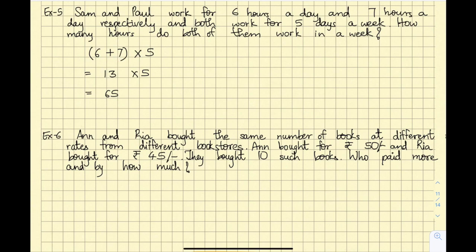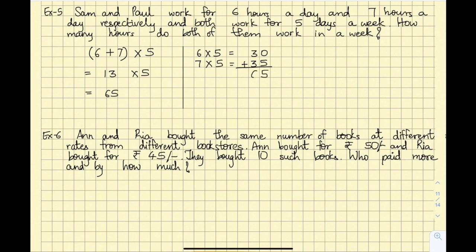Other than this, you could have done a longer method, which is not advisable, but I'll just show you for comparison. Sam is working 6 hours a day like this, 5 days a week. Paul is working for 7 hours a day like this, 5 days a week. 6 5s is 30 and then 7 5s is 35. And when you add both of this, you get 65. So both are working for 65 hours in the whole week. So here using brackets makes our work easy. Now we move on to the next example.